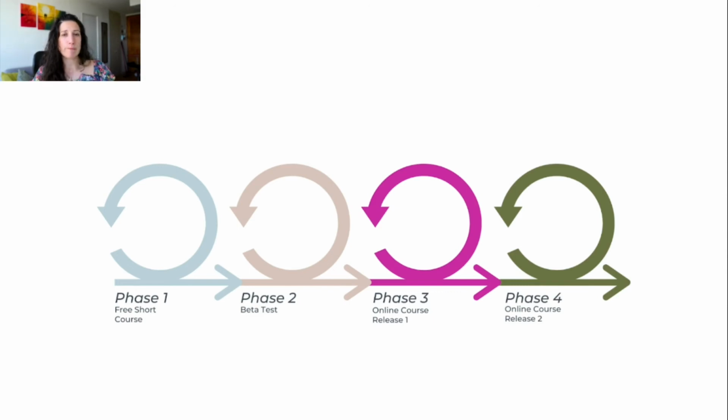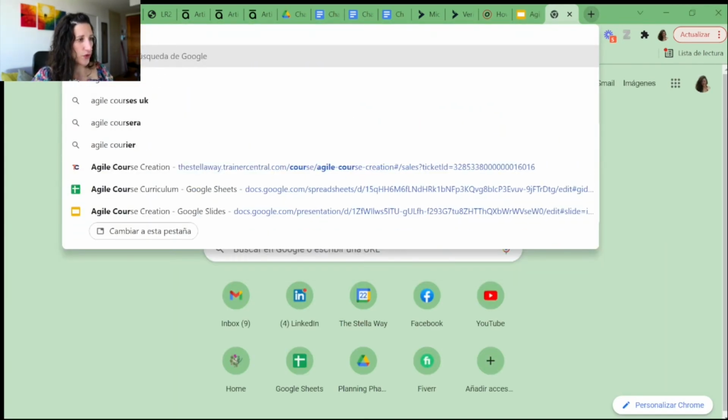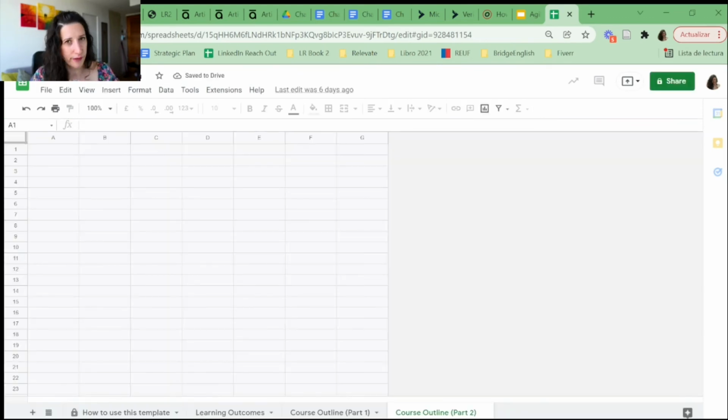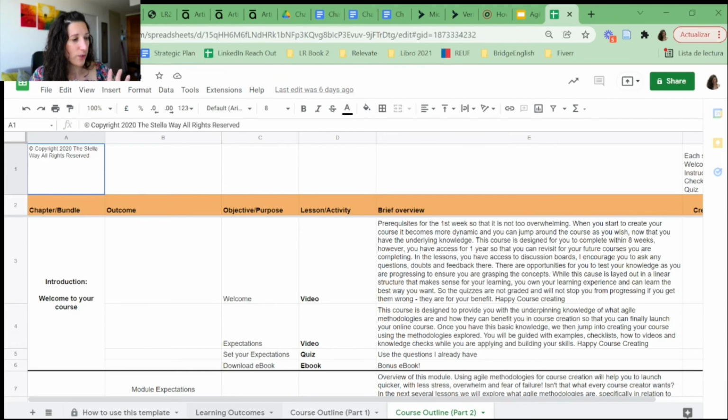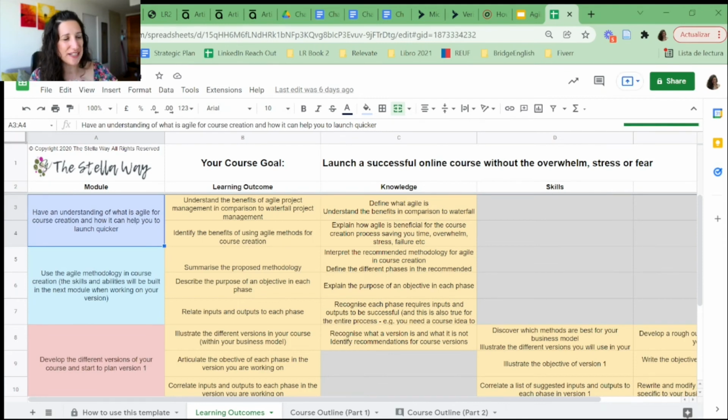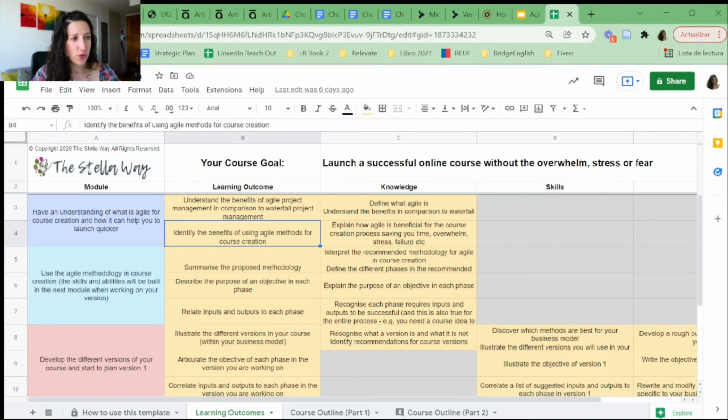So for example, I have a course about Agile course creation that I'm in the middle of building. My first version of it was, let's do a workshop where we talk about the first part of the course. I've got a lot open here, but if I go into Agile course curriculum and open up my curriculum for you. I've built this curriculum out because I'm not just in my first version, I'm in about my fourth or fifth version. But if we go to my curriculum here, the very first section is to talk about having an understanding of what Agile course creation is and how it can help you to launch quicker, with 2 outcomes.